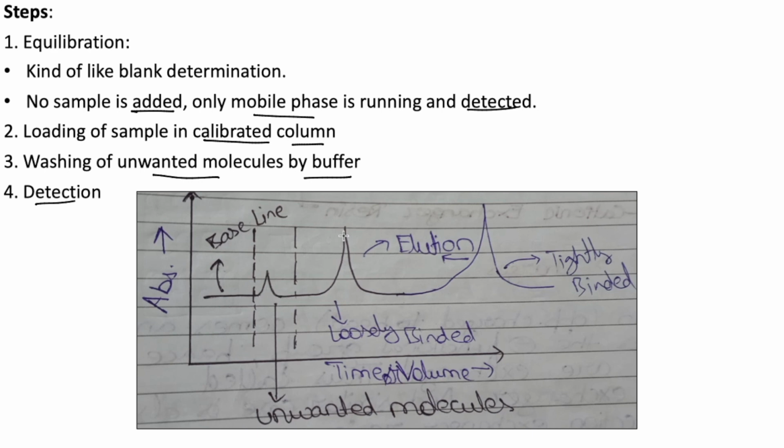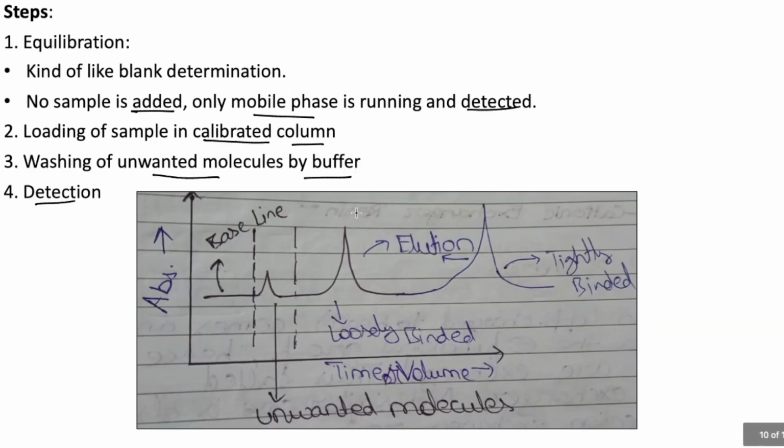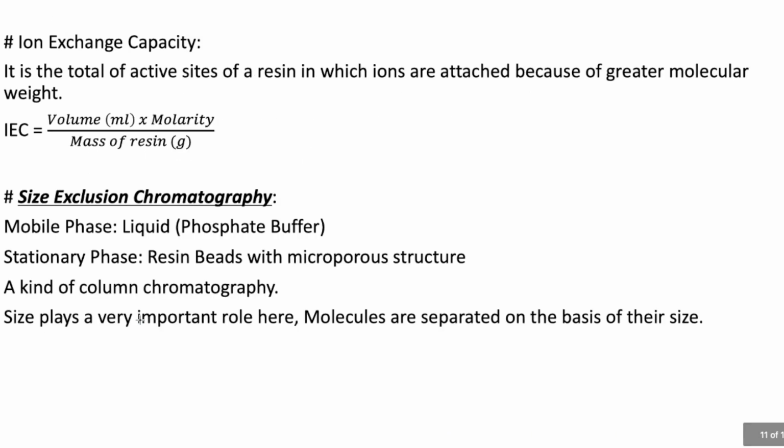Then this is the elution, and after that the tightly bound compounds will come out. Elution means when these positively charged proteins or positively charged ions are coming out. That will show a peak, and then those which are more strongly bound will also come out at a later time. They will take more time or more volume to come out of it. So that's how it is plotted. That's what ion exchange chromatography is.